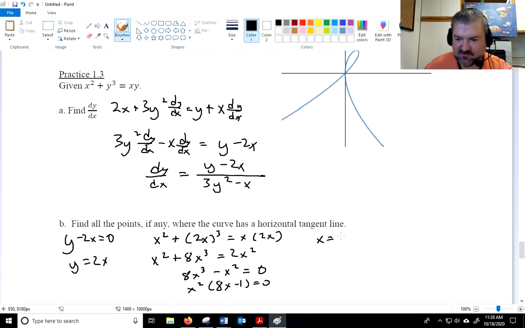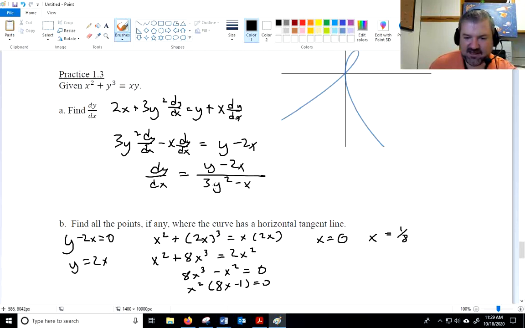So it appears that we have it at x equals 0 and at x equals 1/8. But notice that it doesn't really look like a horizontal tangent line there. So what's happening with the x equals 0? We've got more of a vertical tangent line. I agree with the 1/8, but what's happening there?